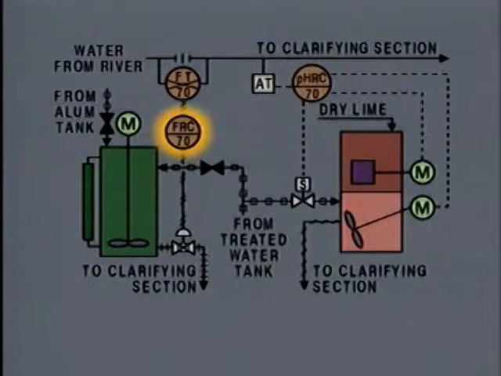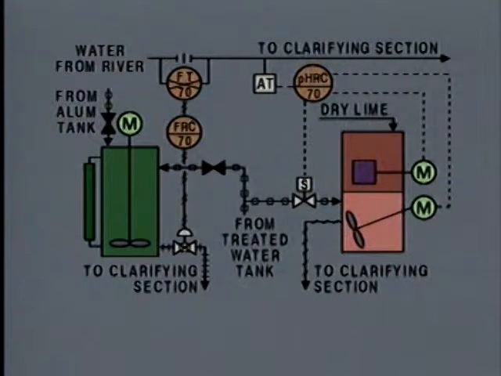The recorder controller sends a pneumatic signal to this flow control valve located in the line from the alum mixing tank. The valve regulates the flow of alum solution to the clarifying section based on the flow rate of river water entering the system. The line symbol indicates that the alum solution piping is made of PVC plastic. If a test shows that the wrong amount of alum is being sent to the clarifying section, the operator adjusts the flow recorder controller. This changes the flow through the alum solution control valve to correct the problem.